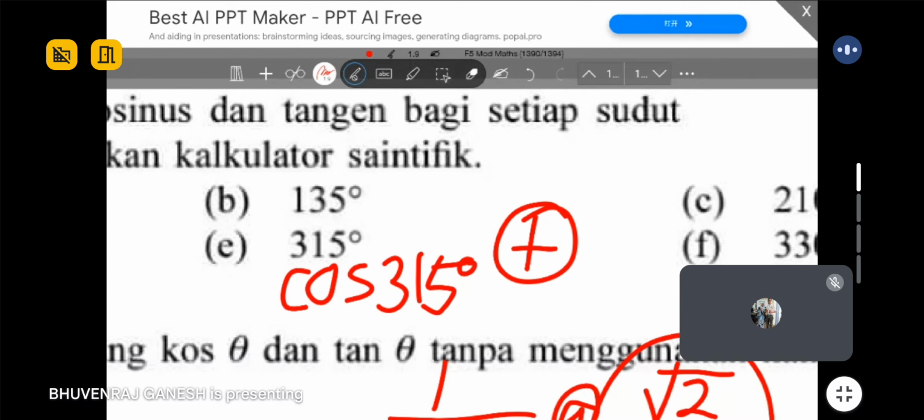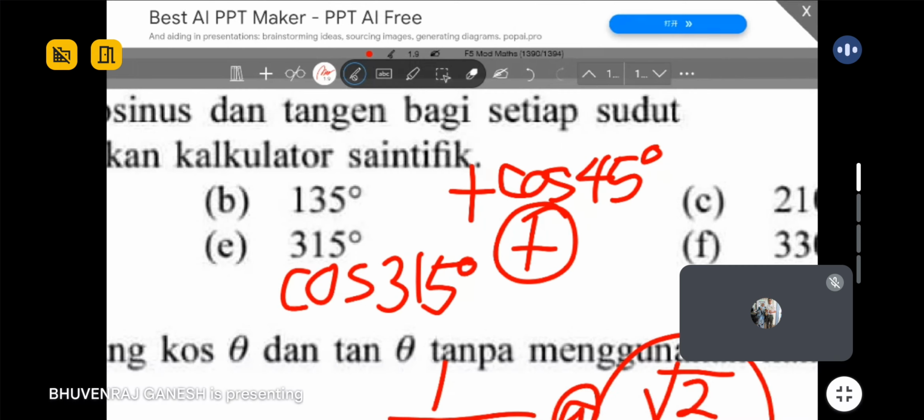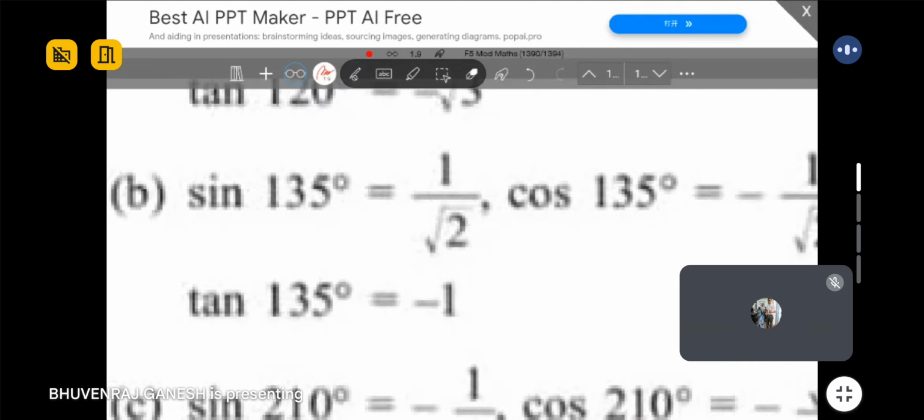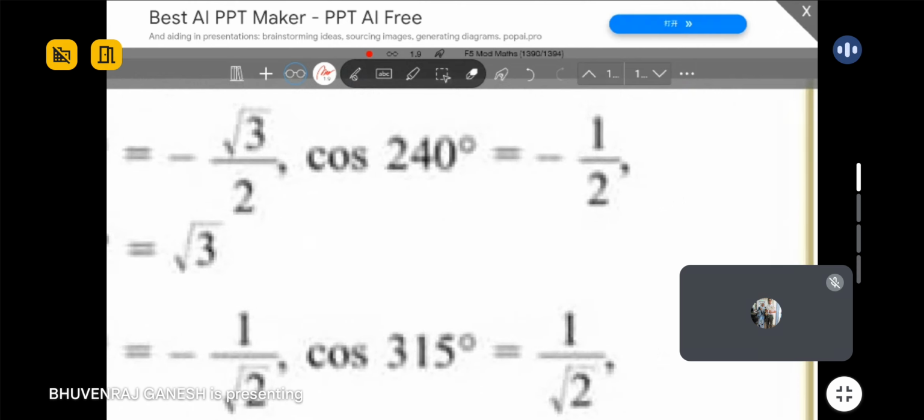Okay. So what? Okay, no need to ask quadrant. So basically, you must find positive cos 45. Betul? So cos 45, guys. What is the value of cos 45? Using the triangle. Guna segitiga. Very good. Okay, the answer is also root 2 over 2. Sama macam sin sahaja. So you will get this answer for cos 315. Root 2 over 2, or you can write like this also can. Boleh tulis macam ni.